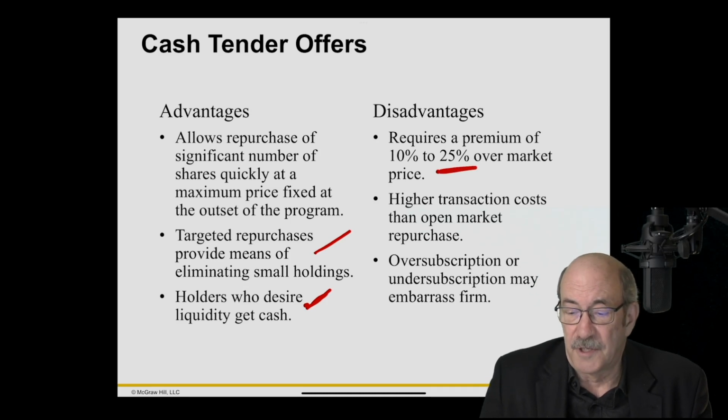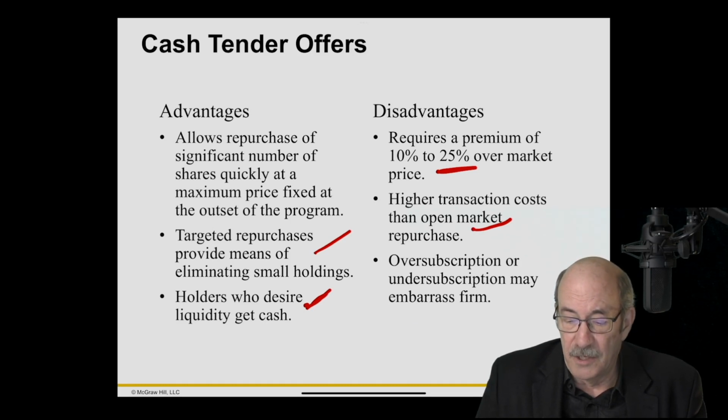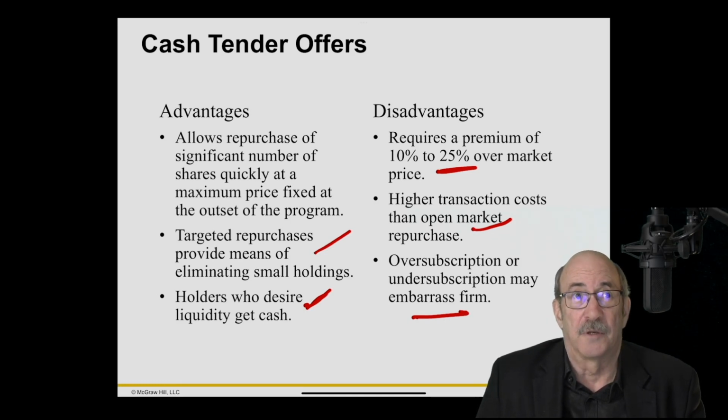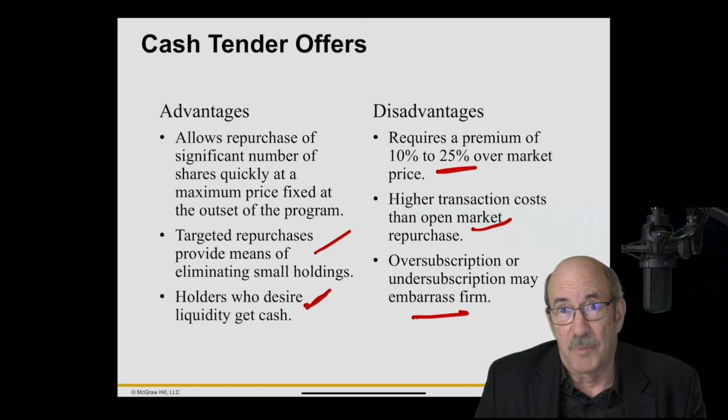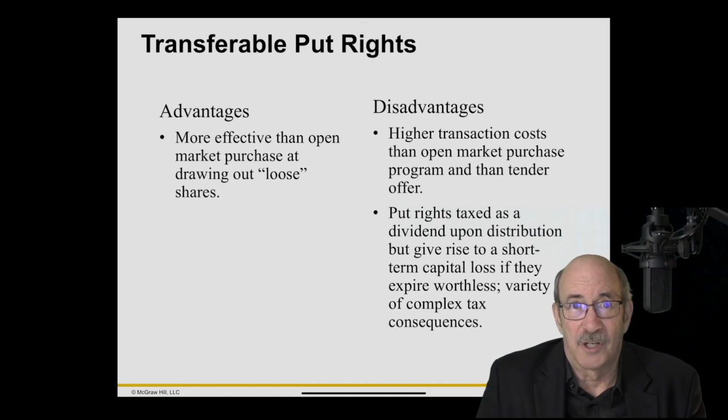The problems, of course, as I mentioned before, it usually requires some sort of premium, and that can be substantial, 10 to 25% above market. So the company is paying a pretty penny to do this. There's higher transaction costs because the investment banker has to go through more regulatory issues, which requires additional work on their part. And then you have the problem of either over or under subscription. That can be embarrassing if the firm is undersubscribed. Maybe they didn't offer enough of a premium. If they're oversubscribed, maybe it suggests that shareholders want to get rid of their shares for a relatively modest premium. So those issues become pertinent in that particular situation.